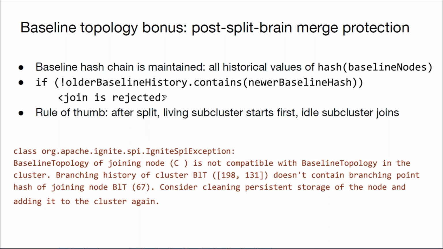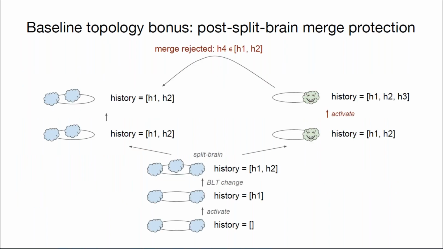Well, that may sound messy, so I will describe this with an example. So consider the following history of the cluster. Imagine that the cluster is activated, and then imagine that the baseline of the cluster is changed. Now the history: when the cluster is activated, the history of the hash chain contains only one hash, and imagine that it's H1. Then the baseline is changed, and we record such events at the head of the hash chain on all nodes, and all nodes in that cluster contain history H1, H2.